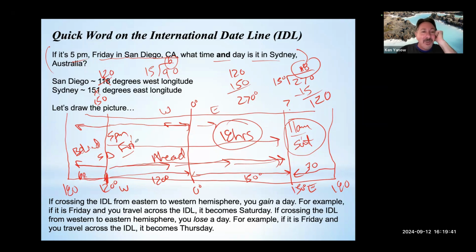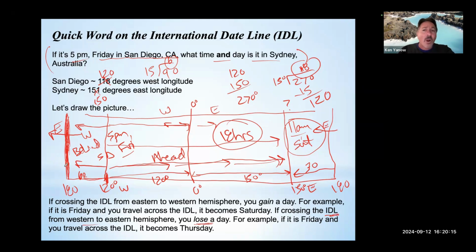Well, now we get to use the rules of the international date line. So remember, this is why it's called the date line. So here's the international date line. It's located at 180 degrees of longitude. If you cross over the international date line from the Western Hemisphere and you go into the Eastern Hemisphere, you lose a day. So here it is. If you cross the IDL from the Western to the Eastern Hemisphere, you lose a day.